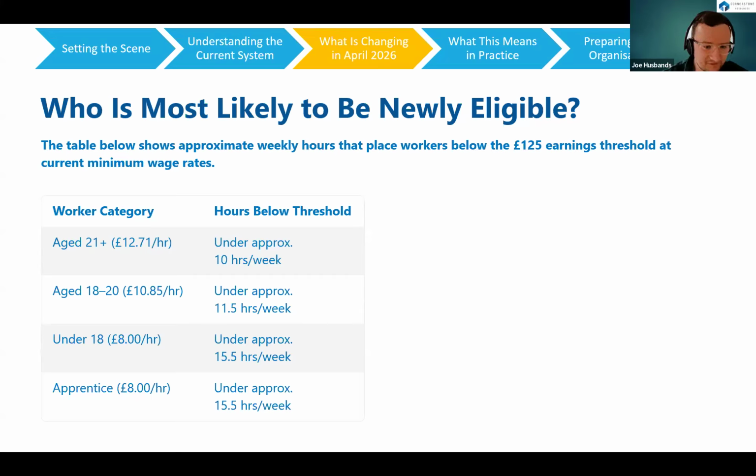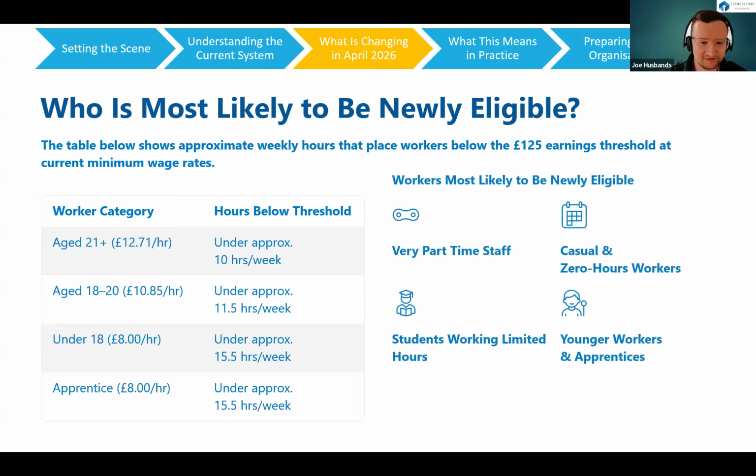hours per week. So in practical terms, the groups most likely to become newly eligible for SSP are, as I've mentioned, those very part-time staff, casual or 0 hours workers, students working limited hours, younger workers and apprentices too. So for some organisations, this may slightly increase the number of people who qualify for SSP.